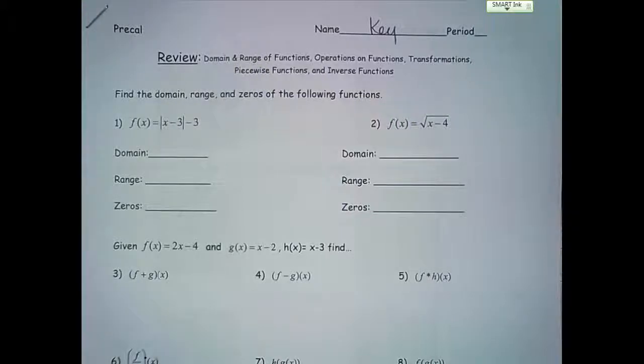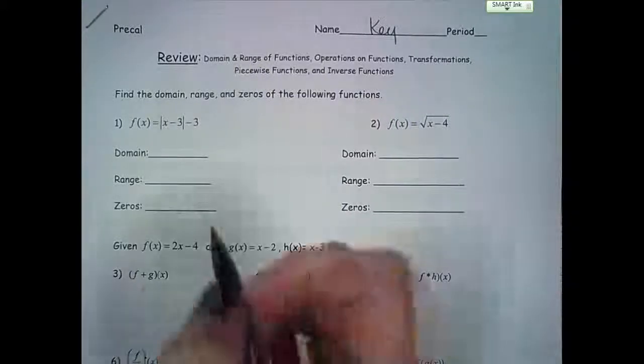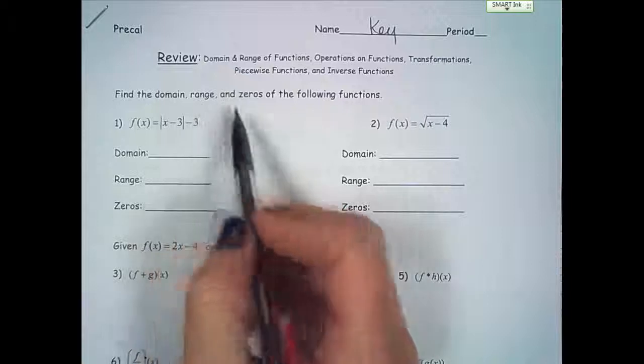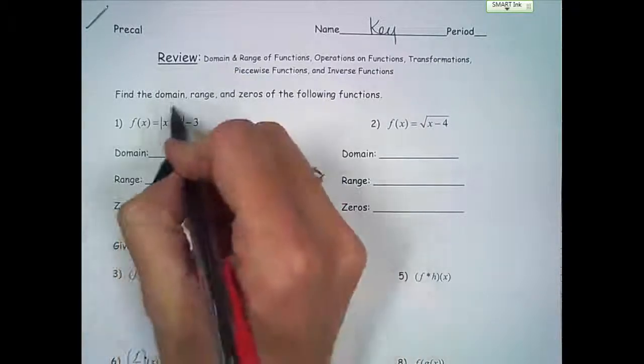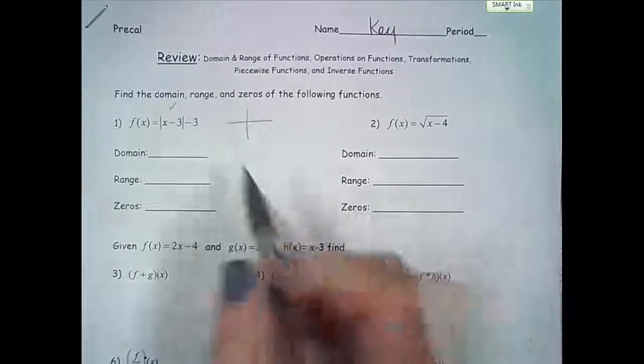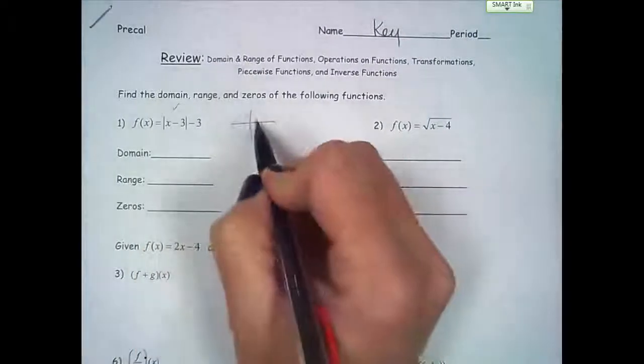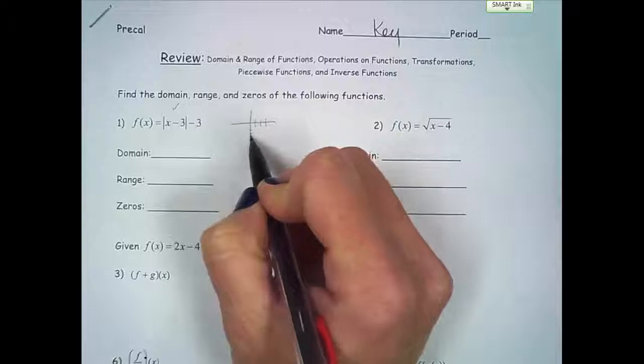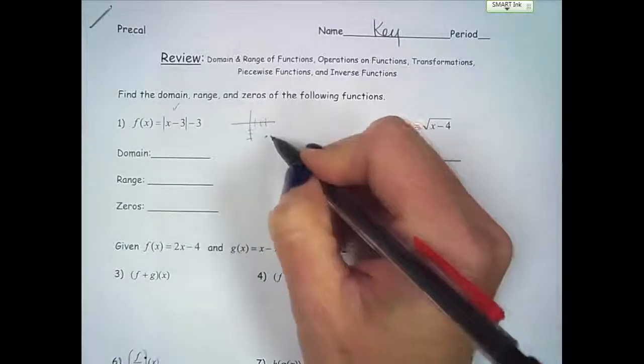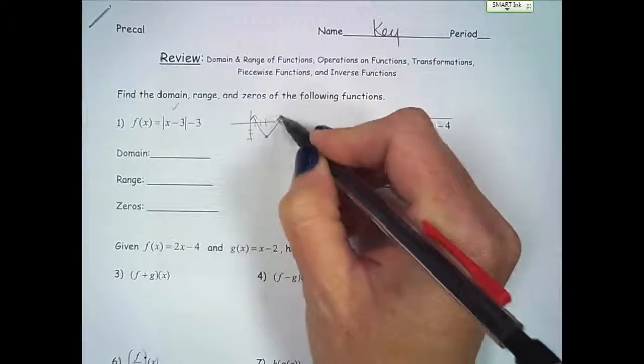Okay, so I'm going to quickly go over the review. Let's start with this, find the domain and range and the zeros. Remember, this is the V graph. And the order we work it in is left and right first. So we're going to go right 3 and down 3, which puts us there, and there's our V.